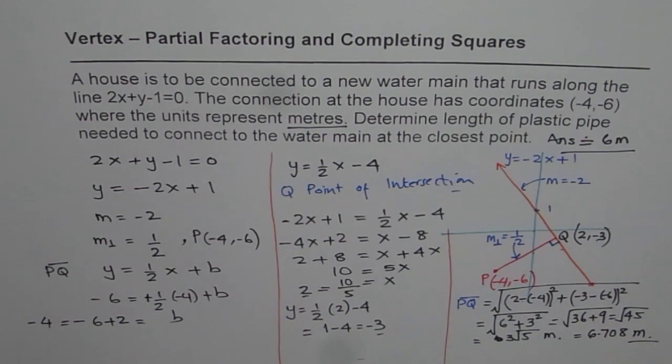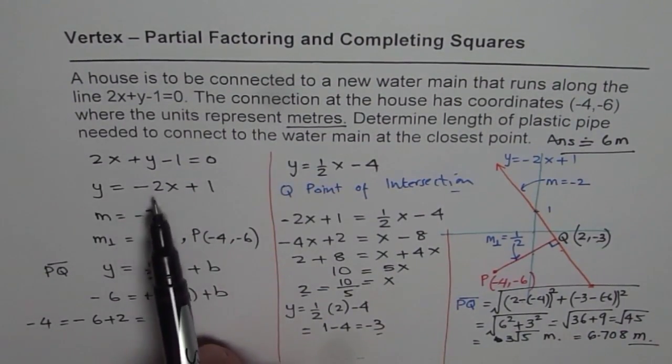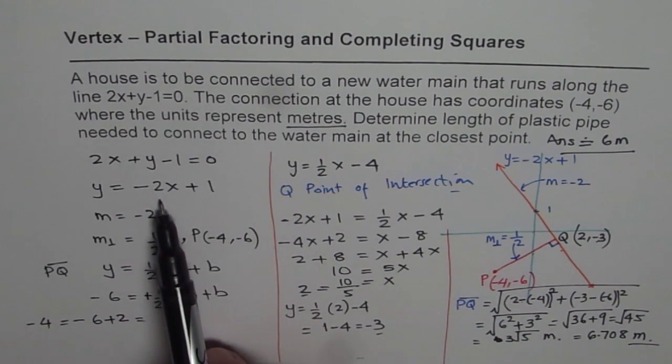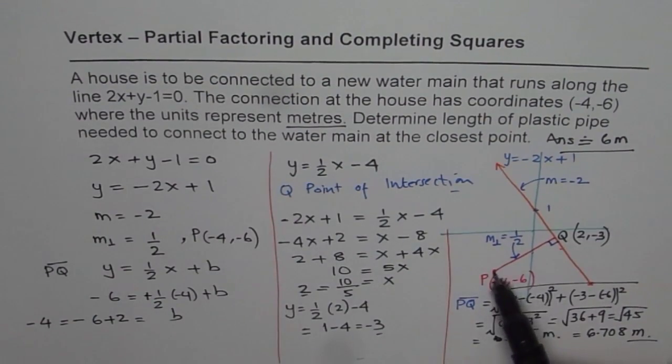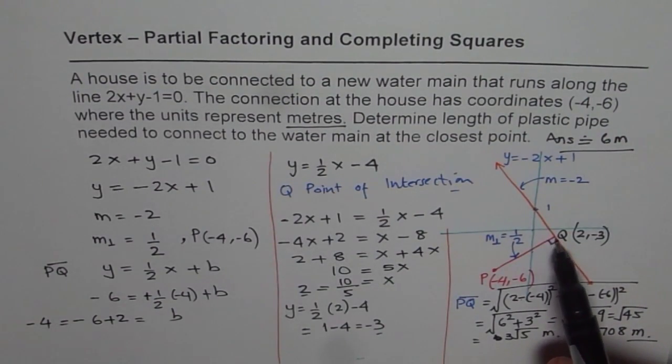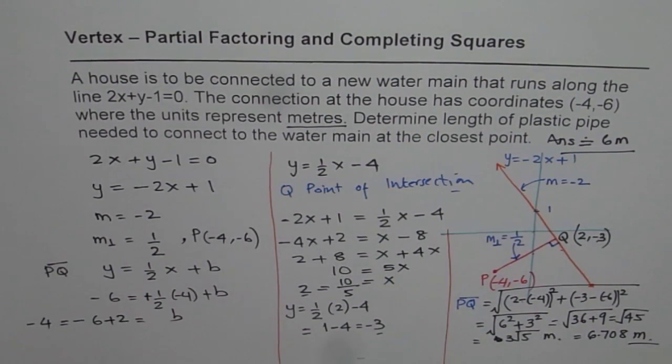I hope the steps are very clear. You should begin with the given equation. Find the slope of the line, and the perpendicular line slope will be the negative reciprocal. Find the equation of the perpendicular line and then their point of intersection. Once you have these two points, you can apply the distance formula to find the distance between them. I hope that helps.